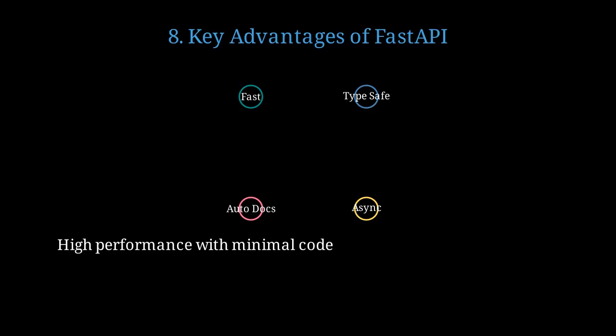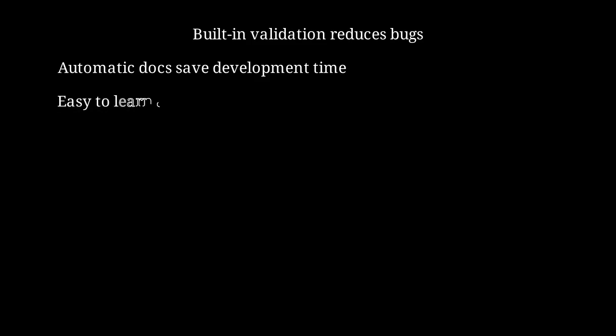Let's summarize the key advantages that make FastAPI popular. FastAPI excels in 4 key areas: high performance, type safety, automatic documentation, and async support. You get high performance with minimal boilerplate code compared to other frameworks. Built-in validation through type hints significantly reduces common programming bugs. Automatic documentation generation saves countless hours of manual documentation work. Despite its power, FastAPI is remarkably easy to learn and use, especially for Python developers.